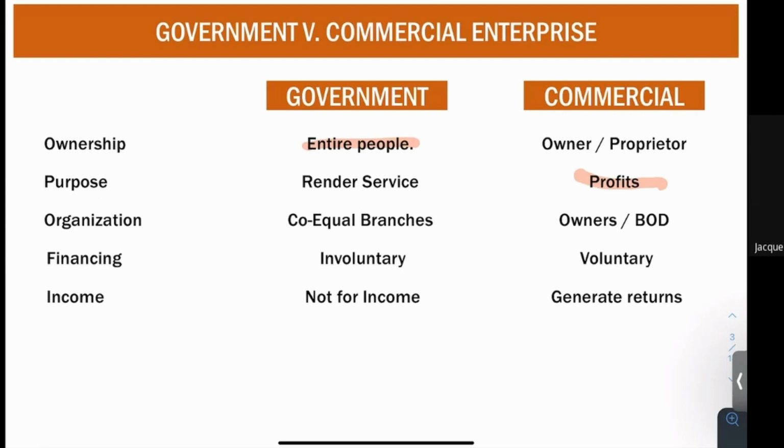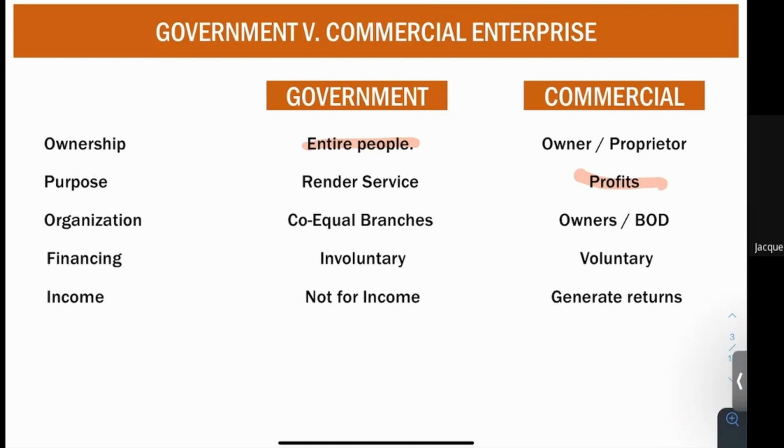For organization, the head of the government are the three co-equal branches, but actually some say that it is the Congress because without a law, what will the executive enact and what will the judiciary interpret? That's why they say it is the Congress who really is the head of the government. But since they are co-equal, they have the same authority. For me, the three are the co-equal branches of the government.